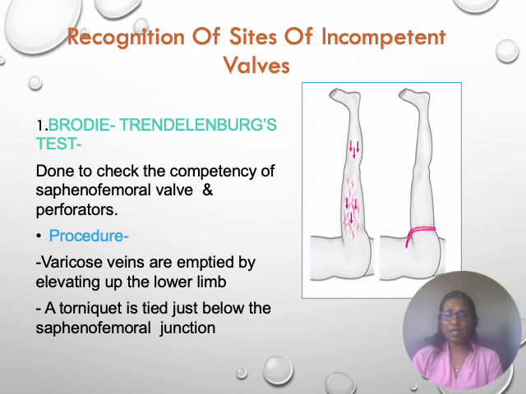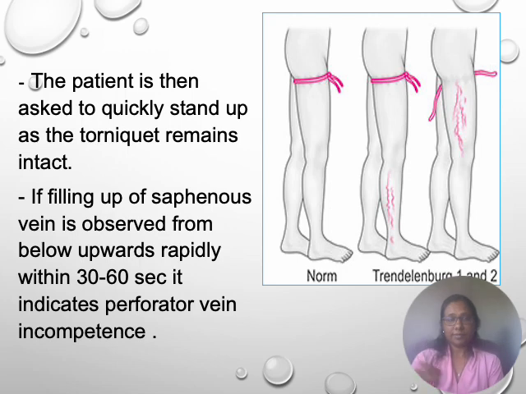Let us move on to the procedure to see how it is done. So, to do this, the patient is asked to lie down. The whole lower limb is exposed, and then the patient is asked to lift or elevate the lower limb. This is done so as to empty the entire varicose veins, and then we tie a tourniquet just below the saphenofemoral junction. Then the patient is quickly asked to stand up.